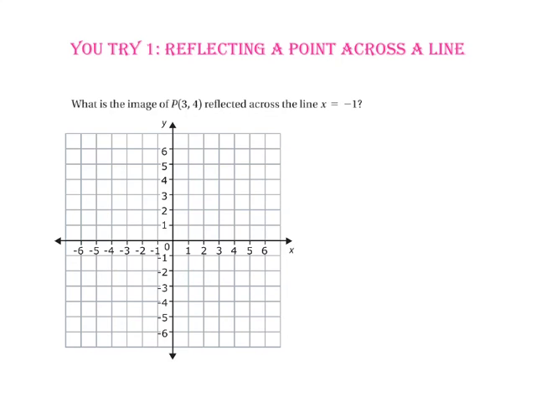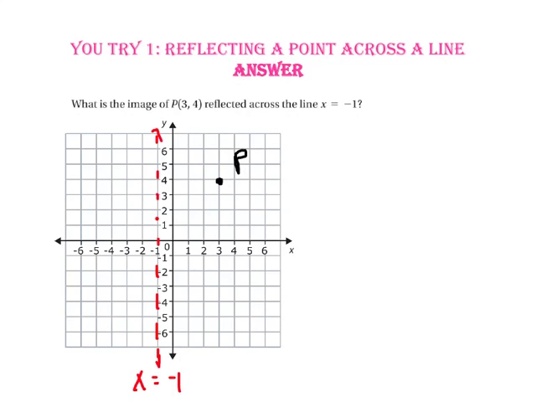Pause the video and do your try number 1. What is the image of point P at 3, 4 reflected across the line x equals negative 1? Let's start by graphing point P at 3, 4. There's point P. Next, we want to graph the line of reflection at x equals negative 1. Remember, every x coordinate is negative 1 for this line. So on the x-axis, here's negative 1, and if I continue, this is my line of reflection.